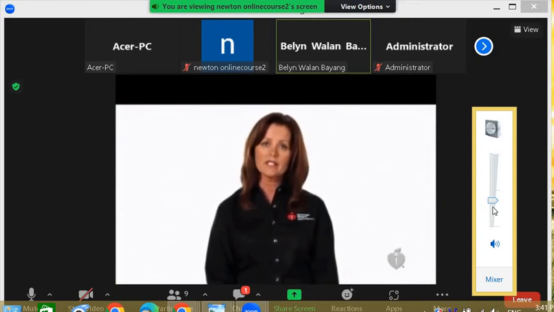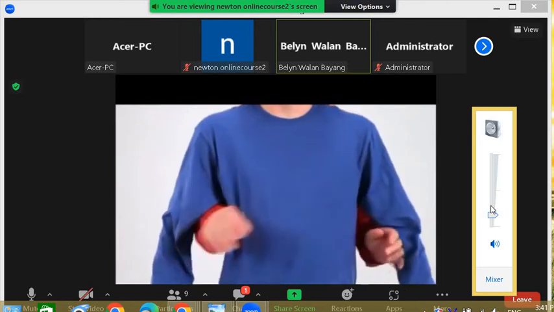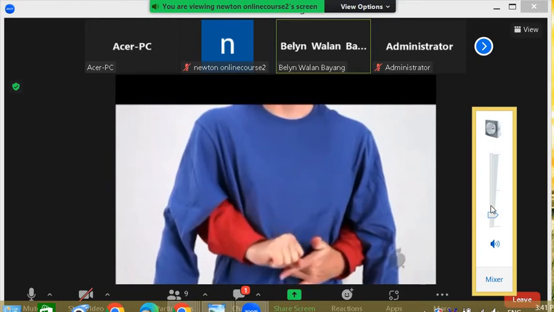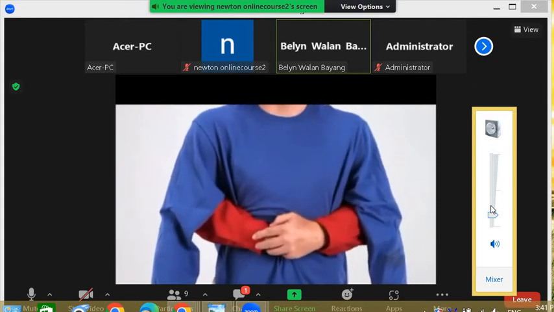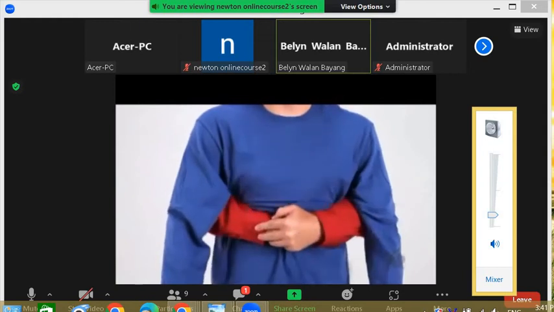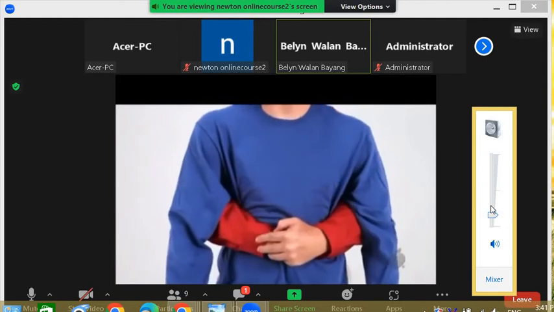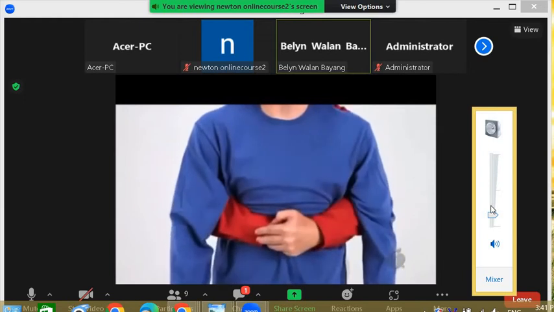In a standing or kneeling victim, you'll perform an abdominal thrust, often referred to as the Heimlich maneuver. Stand or kneel behind the victim and place your arms around the victim's waist. With one hand, locate the navel. Then make a fist with the other hand. Place the thumb side of your fist against the victim's abdomen, just above the navel and below the breastbone. Grasp your fist with your other hand and press your fist into the victim's abdomen with a quick, forceful upward thrust. Repeat thrusts until the object is expelled from the airway or the victim becomes unresponsive.